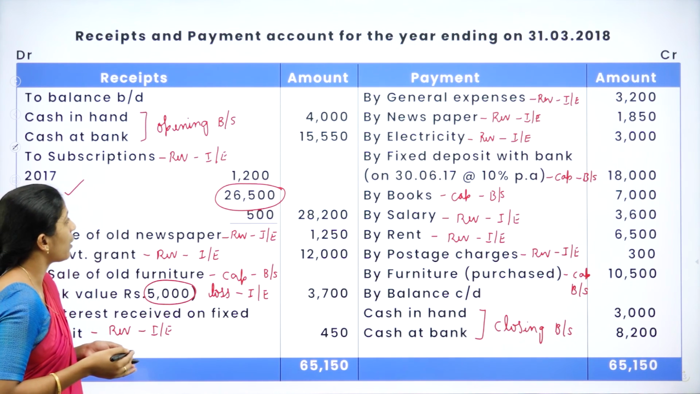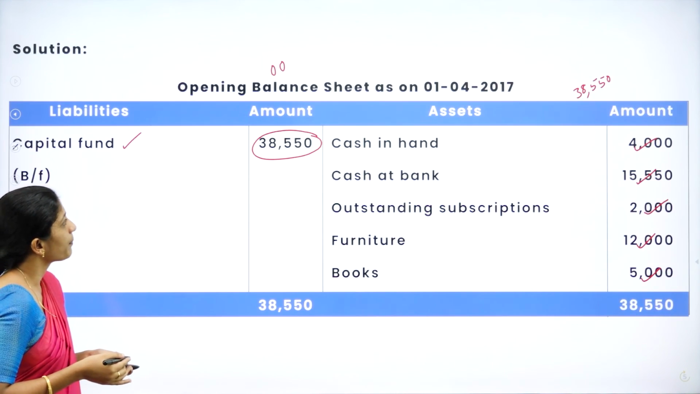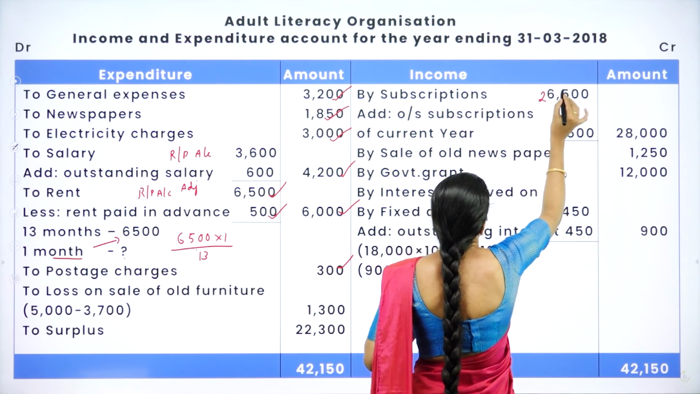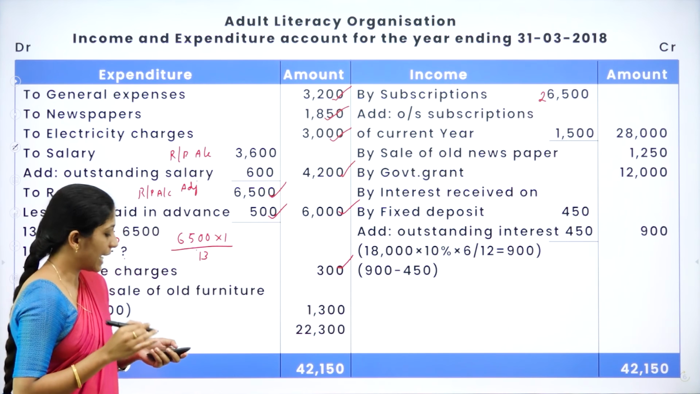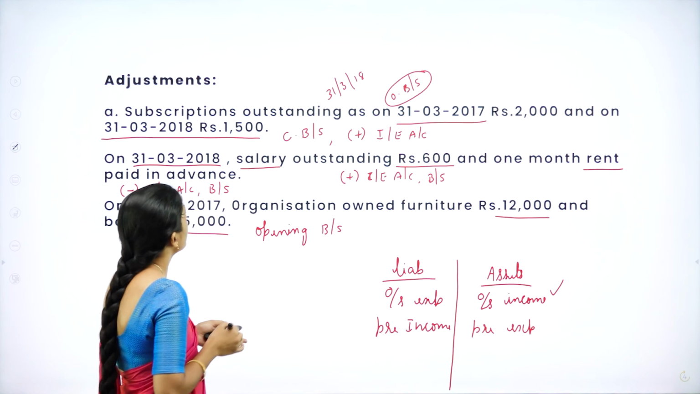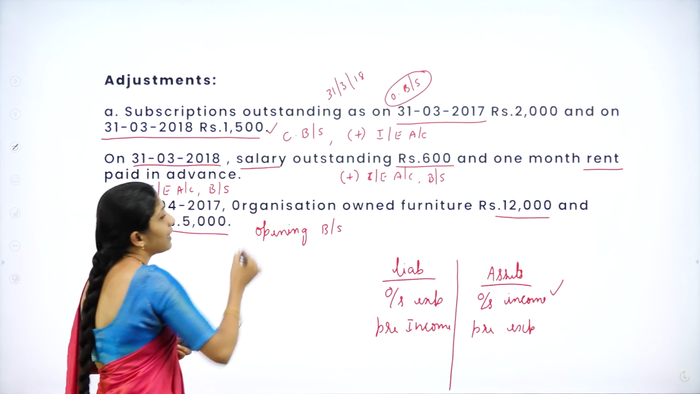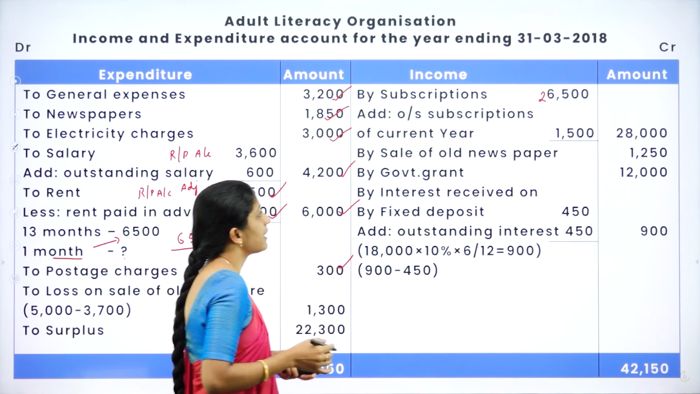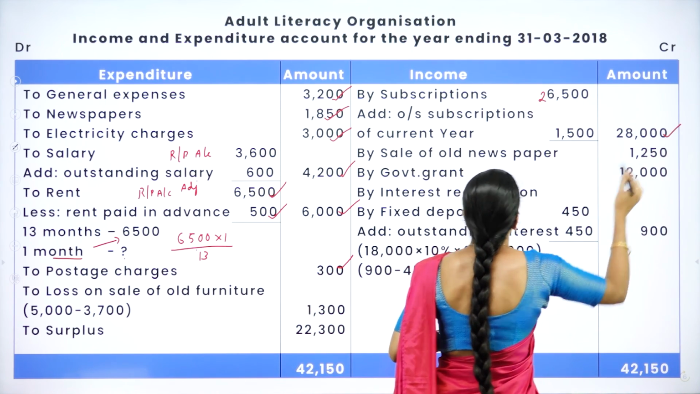So how are we going to record? Let's see how we are going to record in the income and expenditure account. That is under the income side, by subscription, that is 26,500 add outstanding subscription of the current year. In the adjustment they have given outstanding subscriptions of current year. How much outstanding subscription of current year? So current year is 2018. So add 1,500, that is current year subscription. So 26,500 plus 1,500 will get 28,000.